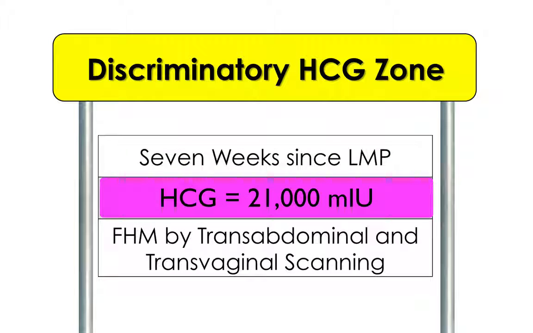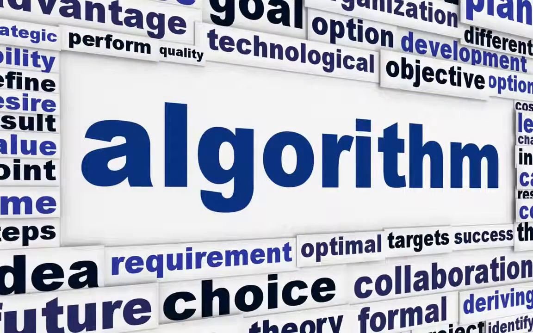At 7 weeks since the first day of the last menstrual period, an HCG value of 21,000 should demonstrate fetal heart motion by both transabdominal and transvaginal scanning. By applying this data to patient management protocols, we can establish a management algorithm for rule-out ectopic pregnancy.